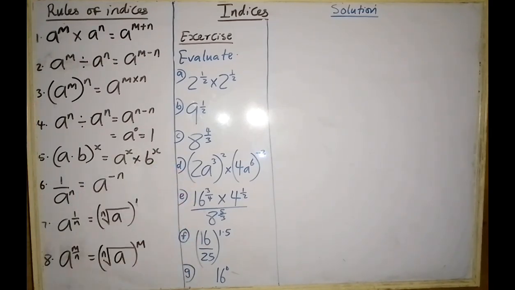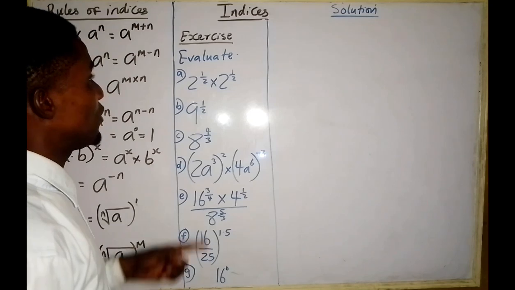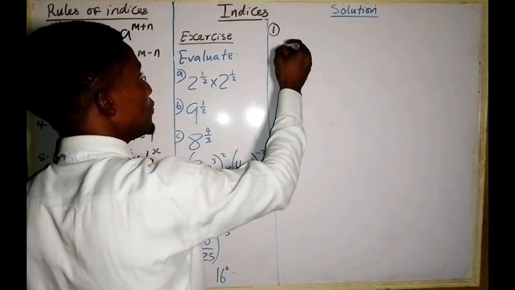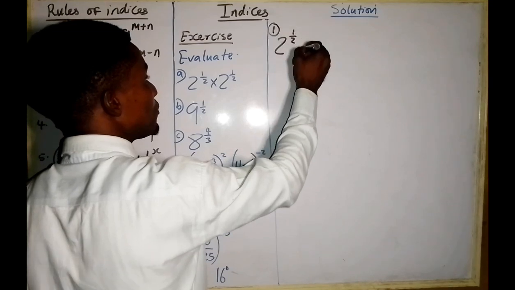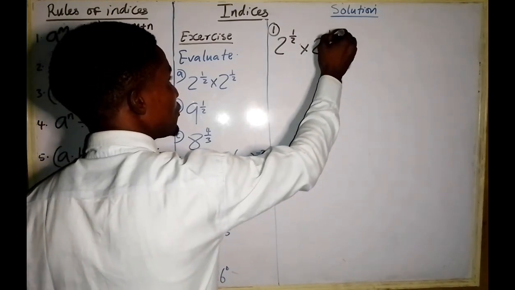Now, let's apply these laws in solving this exercise one after the other. Let's go. The first question says that we should evaluate 2 raised to the power of 1 over 2 times 2 raised to the power of 1 over 2.